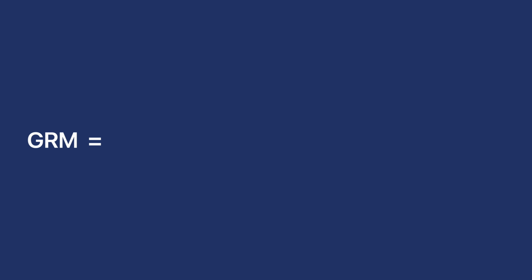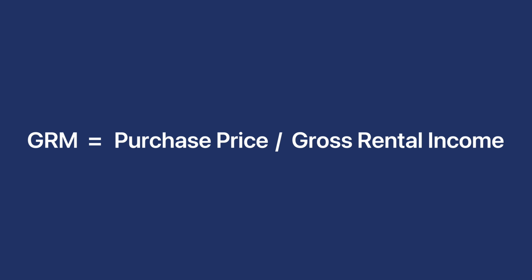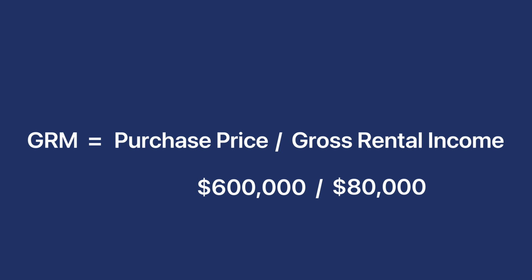Next up, we have the gross rent multiplier, or GRM, and this is a simple but effective way to assess a property's value. It involves dividing the property's price by its gross annual income. For example, if a property costs $600,000 and generates $80,000 in annual income, you would have a GRM of 7.5. So this method is really used to identify properties that have a low price relative to their market-based income potential.